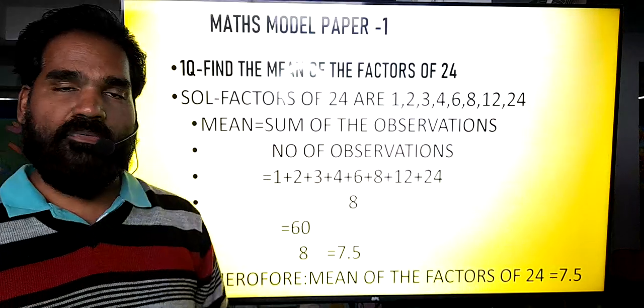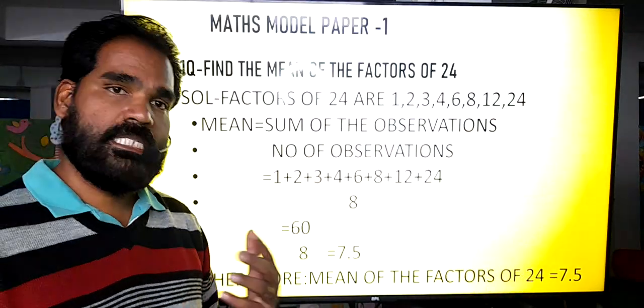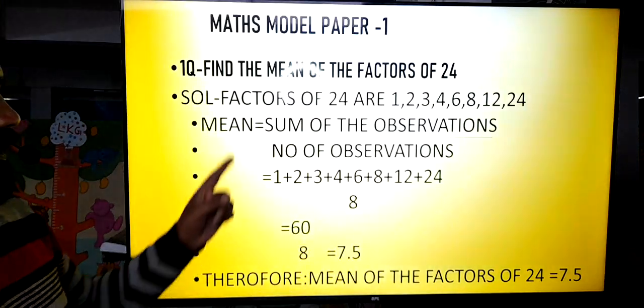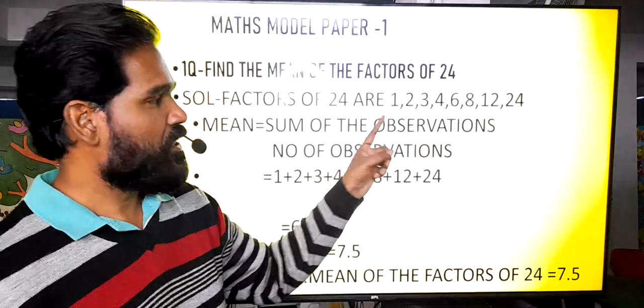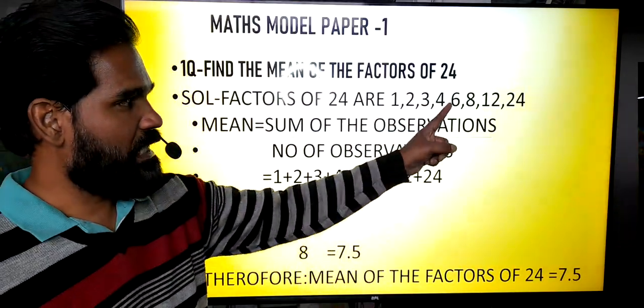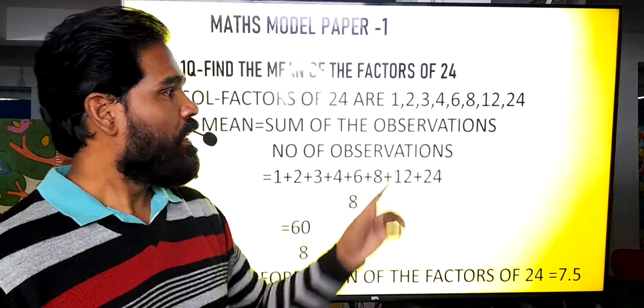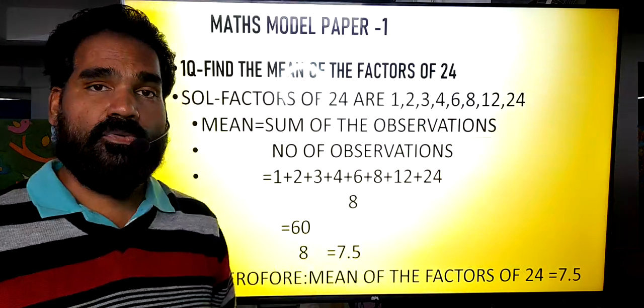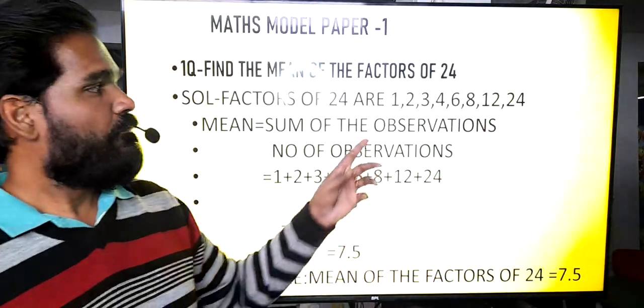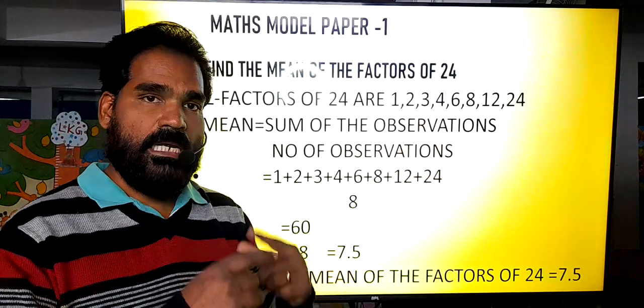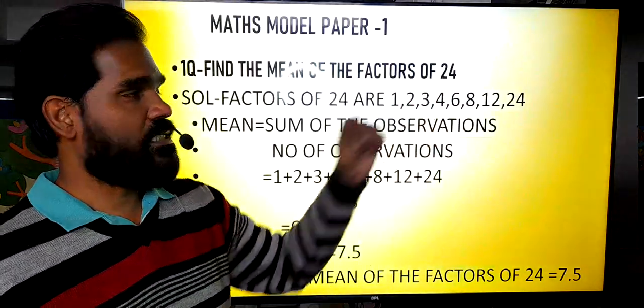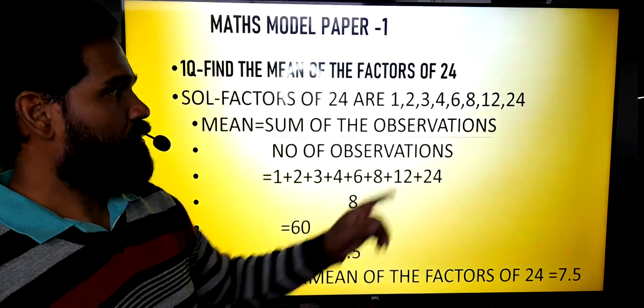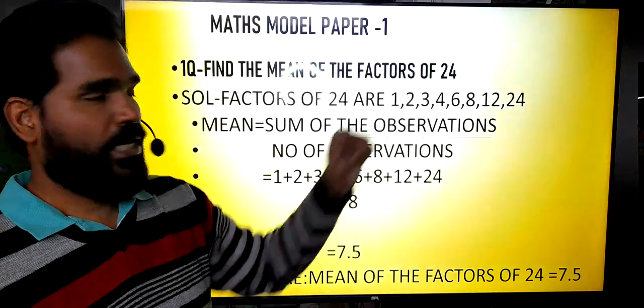So we know 24, and now let's try to understand the factors of 24. You see, the factors of 24 are mentioned here: 1, 2, 3, 4, 6, 8, 12 and 24. Why are these called the factors of 24? It is because when you take these numbers and multiply them, you would get this result called 24. For suppose you multiply 3 and 8, you get 24.